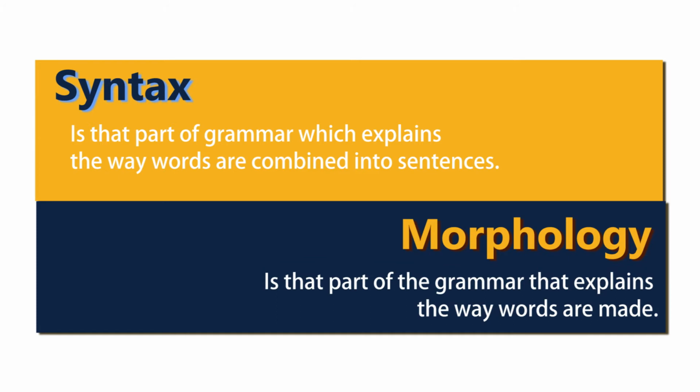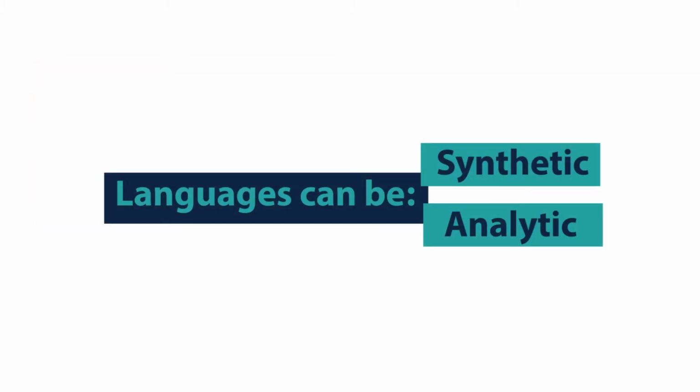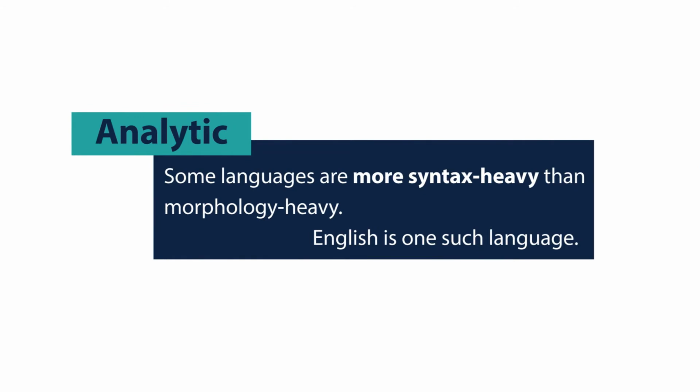An interesting thing, which we will see when we get to language typology, is that languages can be analytic or synthetic to different degrees. Analytic is when you have less morphology and more syntax. So analytic languages use more words, but they're very syntax heavy. There's usually an equilibrium between how much syntax and how much morphology a particular language has.